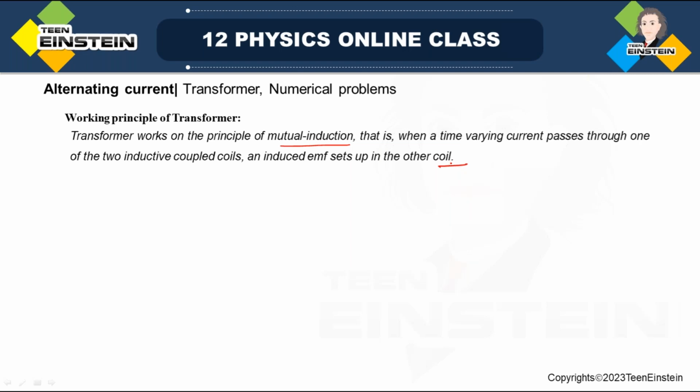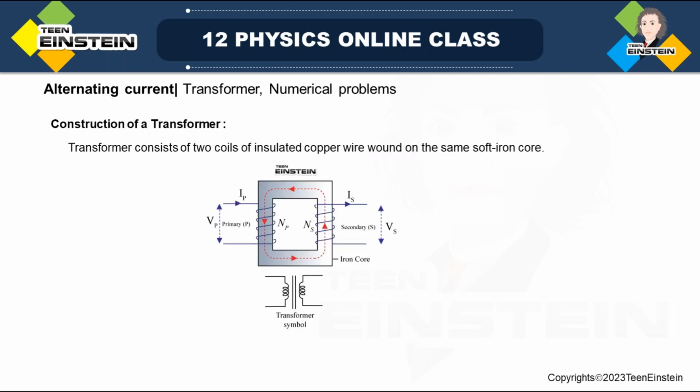Now we'll see the construction. Construction means what the transformer is made of and how it is made, or what the procedure of making the transformer is. So this is a kind of schematic diagram. As you see here, this is the iron core, as it is written here. This is an iron core, and you look here, there are coils of wire.